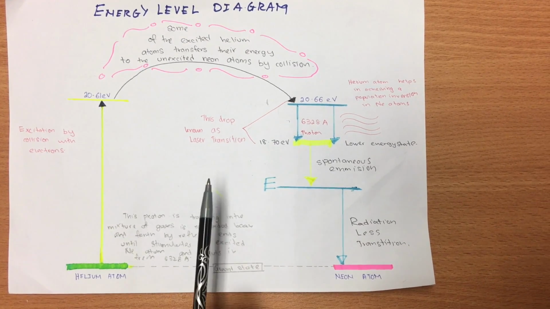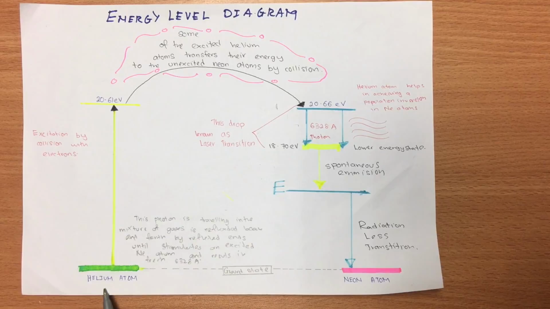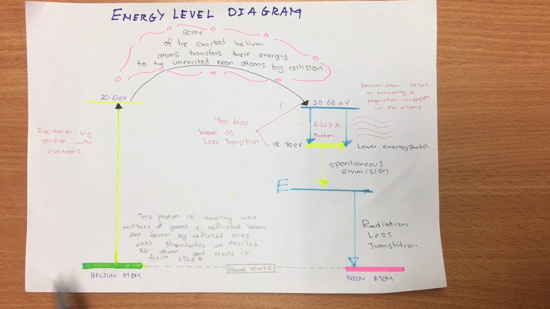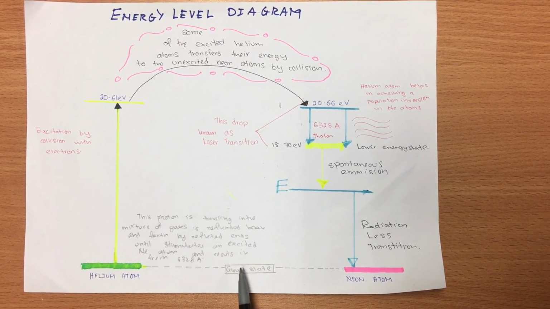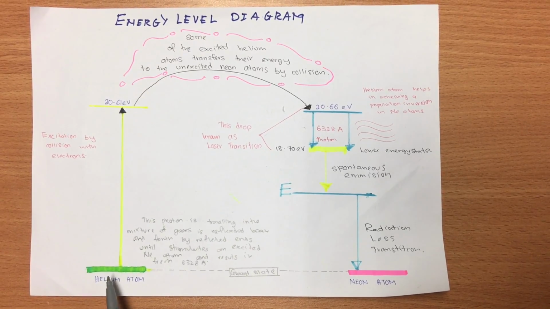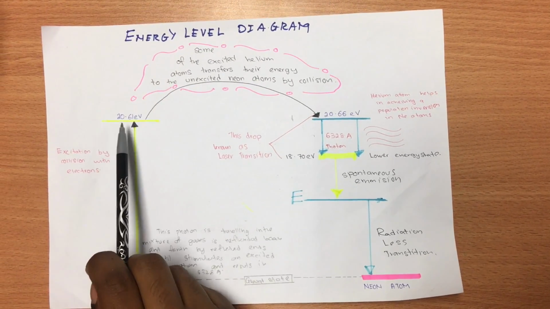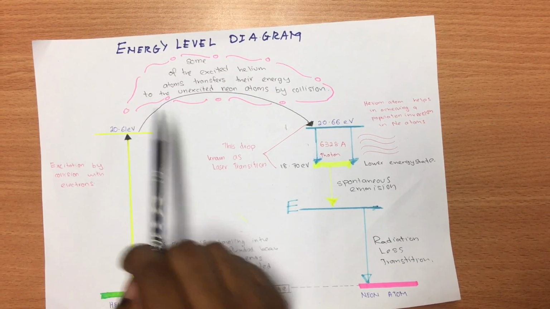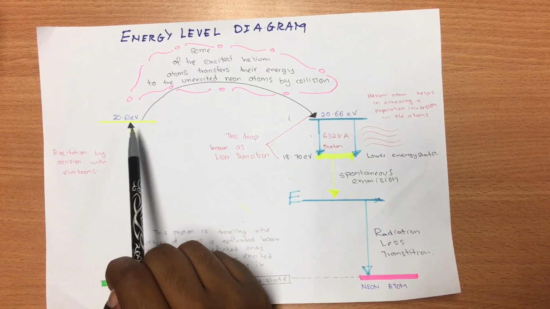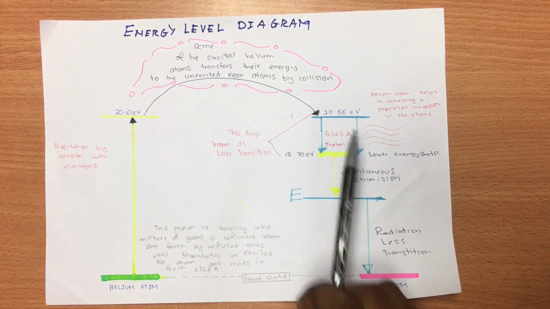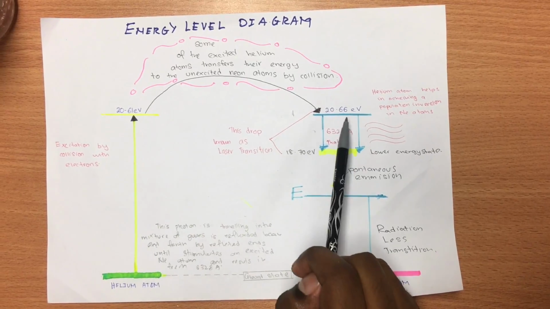We have an energy level diagram of two atoms, the helium atom and the neon atom. Currently, both of these atoms are at ground state. So when the helium atom is excited by collision with electrons, it moves up to 20.61 electron volts. Some of these 20.61 electron volts of energy are transferred to the unexcited neon atoms by collision.